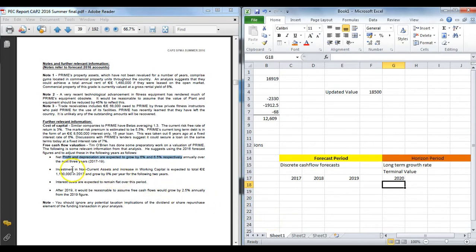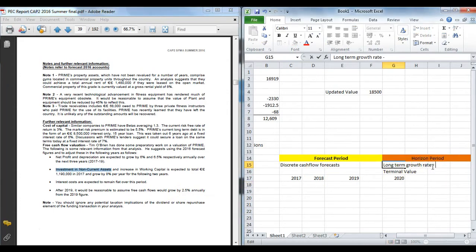So here we're told about the other assumptions in terms of investment in non-current assets, sometimes known as capital expenditure, and working capital investment. You're told what they're going to be in 2017 and what they're going to grow at for the next 2 years, i.e. 2018, 2019. Interest costs are expected to remain flat, that's okay. And after 2019, it would be reasonable to assume that free cash flows will grow at 2.5% annually. Hence, that's what your long-term growth rate is here.